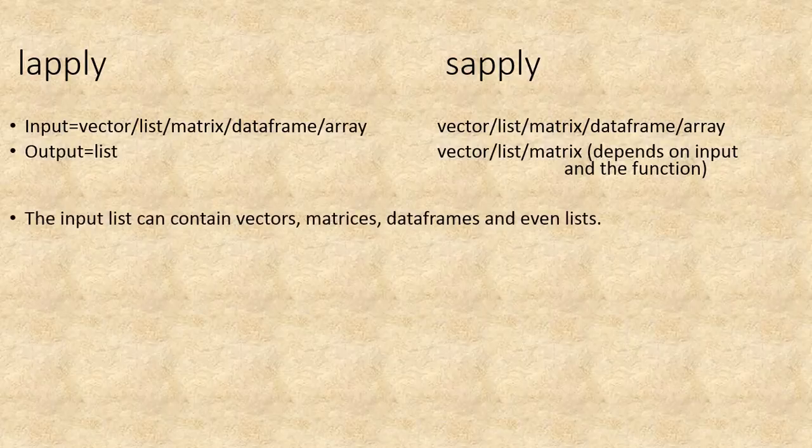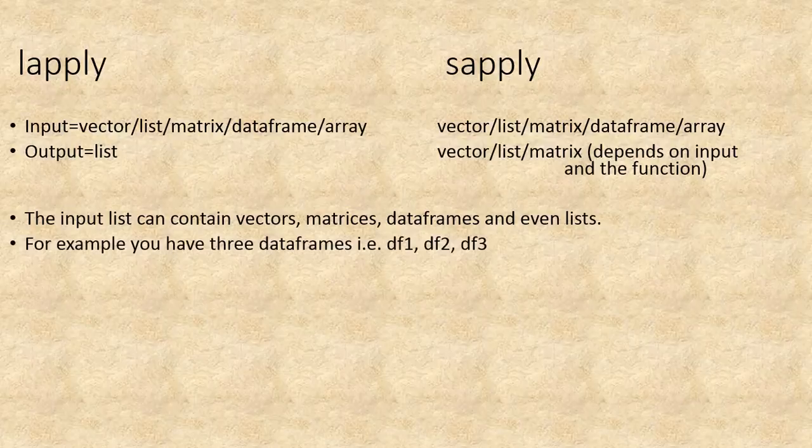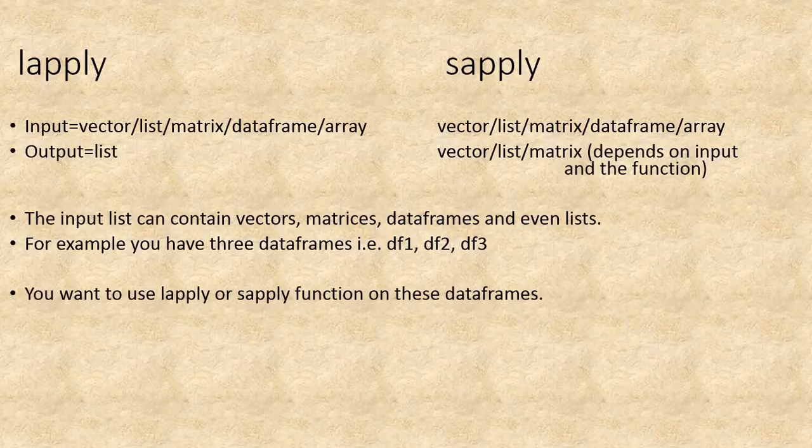And the list that you are giving to lapply or sapply could contain vectors, matrices, data frames, and even other lists inside the lists. For example, if you are given 3 data frames, that is df1, df2, df3, and you want to use the lapply or sapply function on these data frames, to find out the standard deviations, the variance, the sum, the mean, the square root, etc. of the elements of all 3 data frames, then you can use lapply or sapply functions on them.